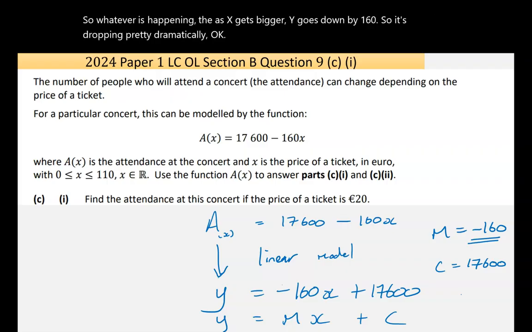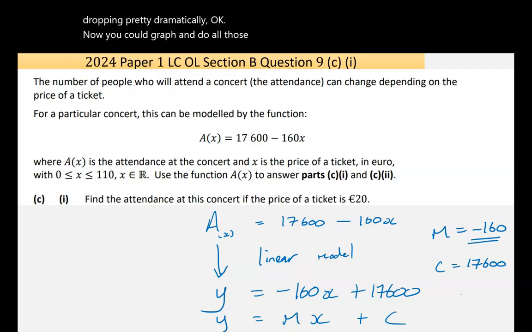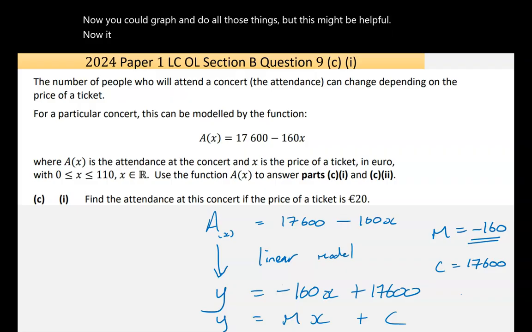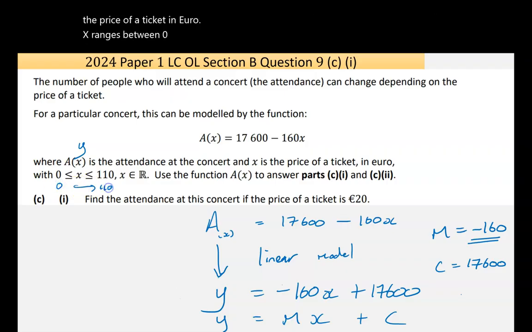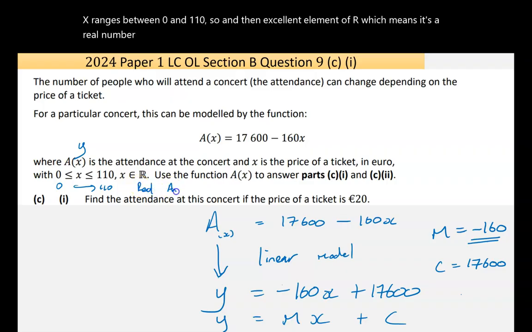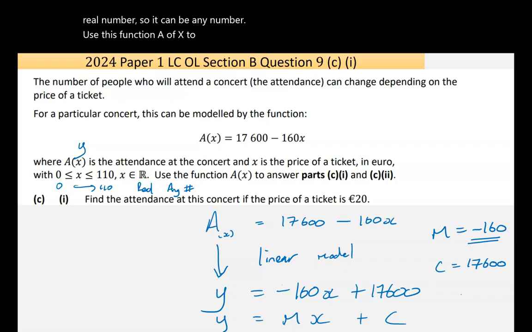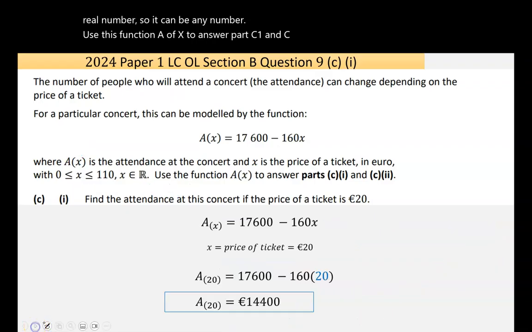Okay. Now you could graph it and do all those things, but that mightn't be helpful. Now it says where A of x is the attendance. Again, I always consider that to be y. Okay, and x is the price of a ticket in euro. x ranges between 0 and 110, and x is an element of R, which means it's a real number, so it can be any number. Use this function A of x to answer parts C1 and C2. Now I'll get rid of the fluff here.